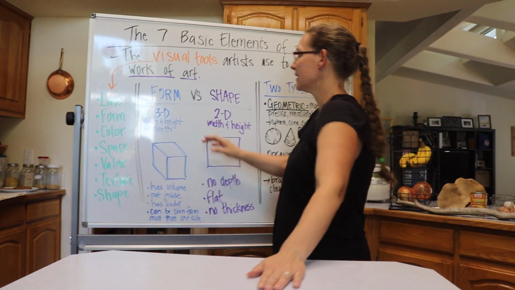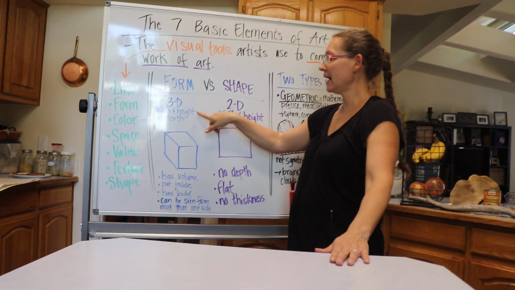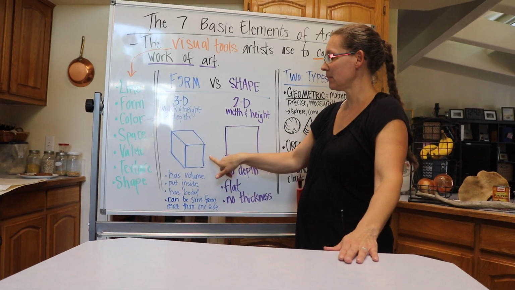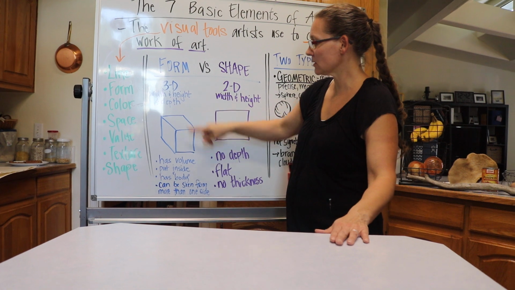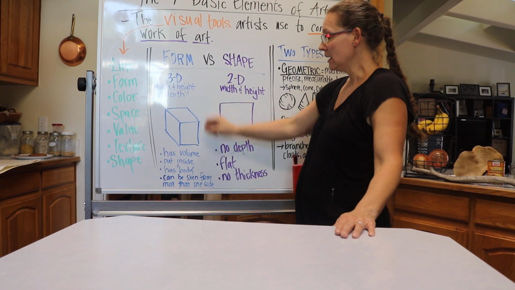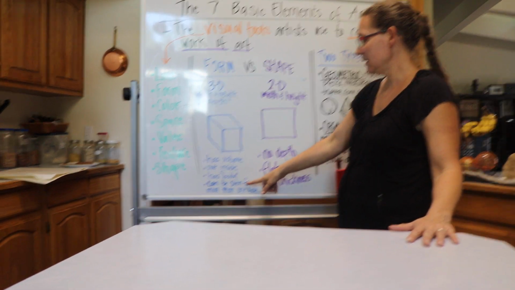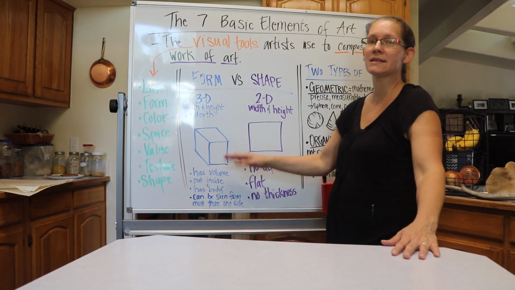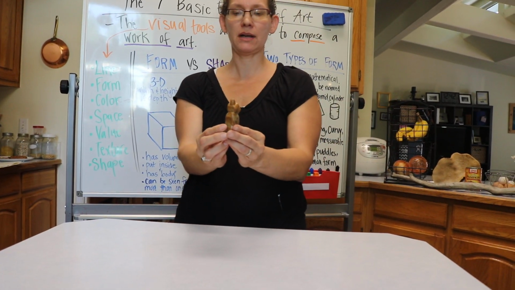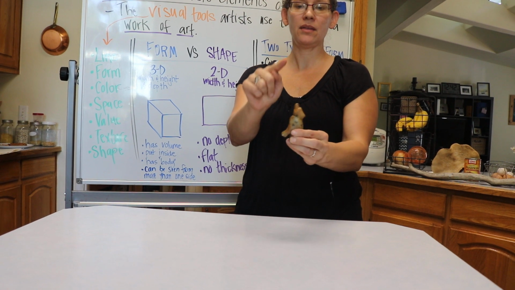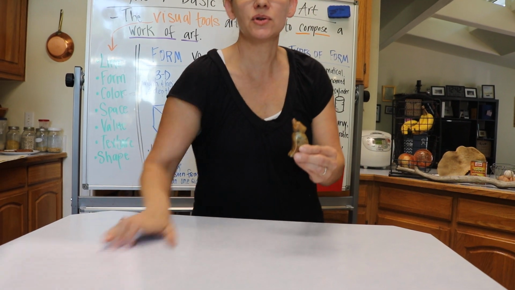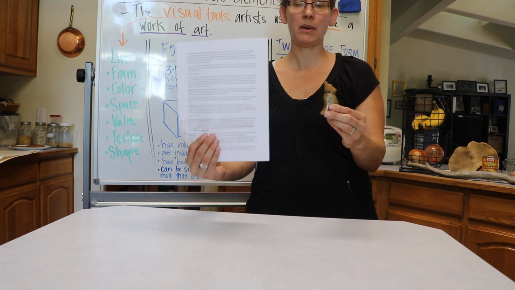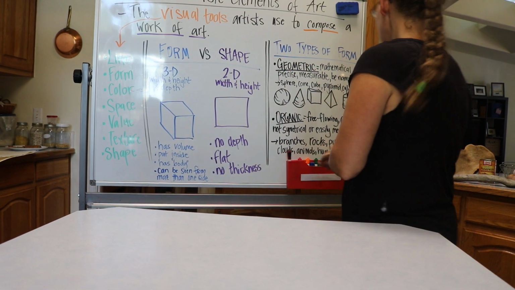Form, on the other hand, is 3D. It has width, height, and depth. An example would be like this cube. We have width, height, and then depth. Okay, so it has volume. You can put something inside of it. It has body. It can be seen from more than one side. So an example would be this structure right here. It has width, height, and then it has depth. So it contrasts to the shape of this piece of paper.